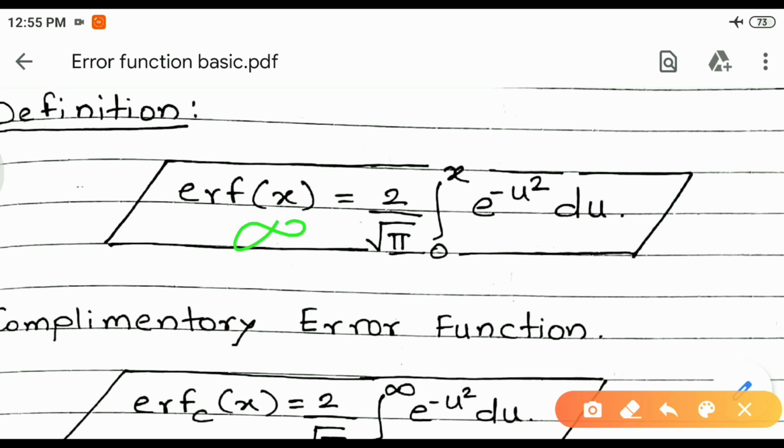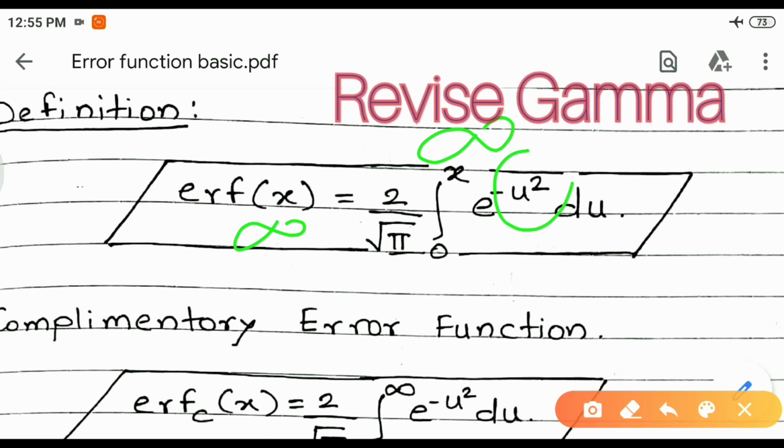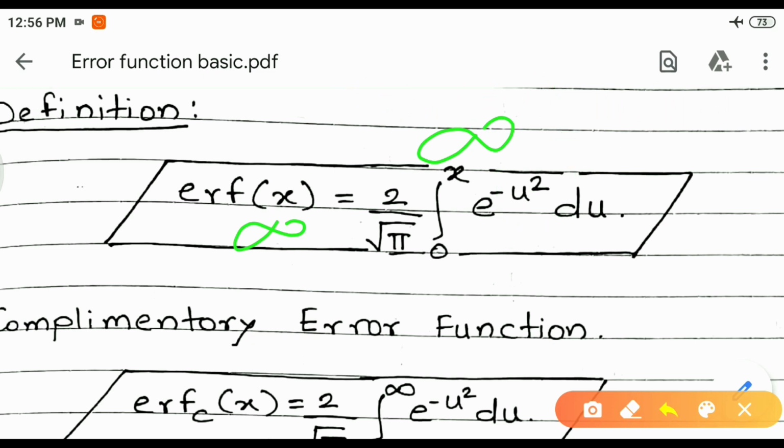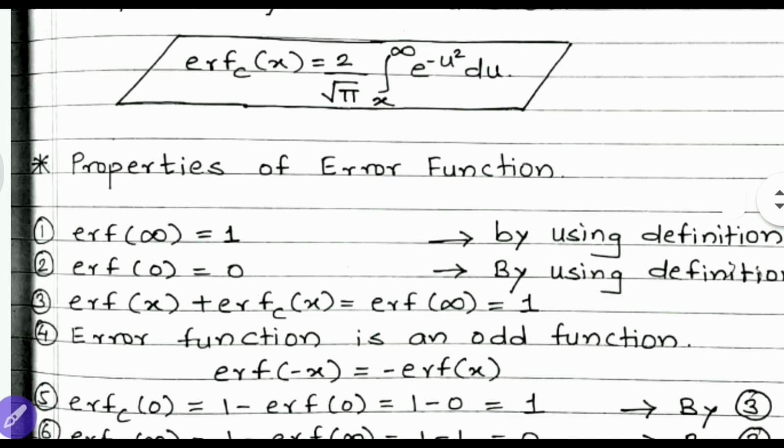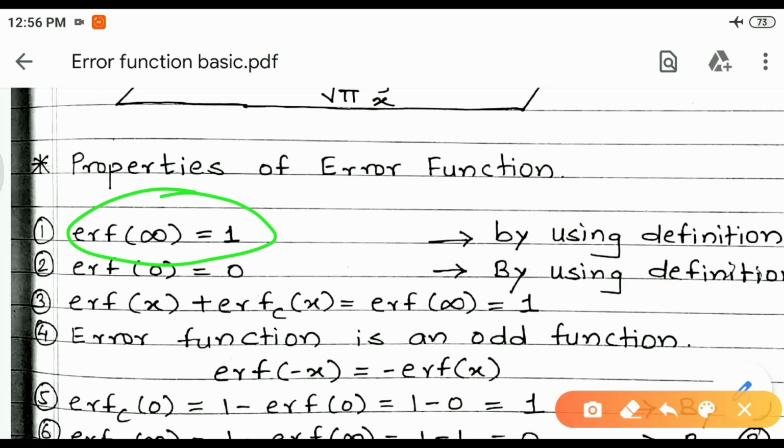When you put x equal to infinity, the definition of the error function of infinity is 2 upon root pi, 0 to infinity. When you put u square equal to t and use the gamma function, you get the value of the error function of infinity, which as I mentioned is equal to 1. So please remember that the error function of infinity is 1. This is a very important property of the error function.